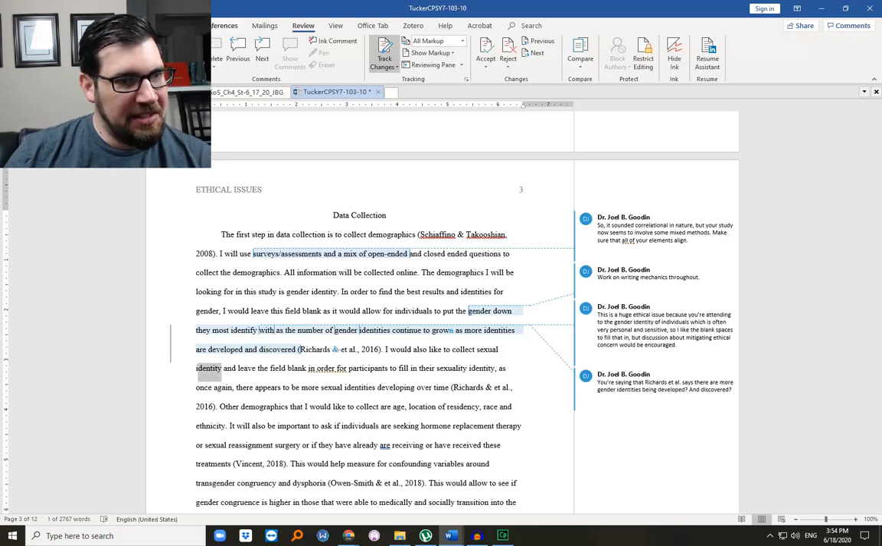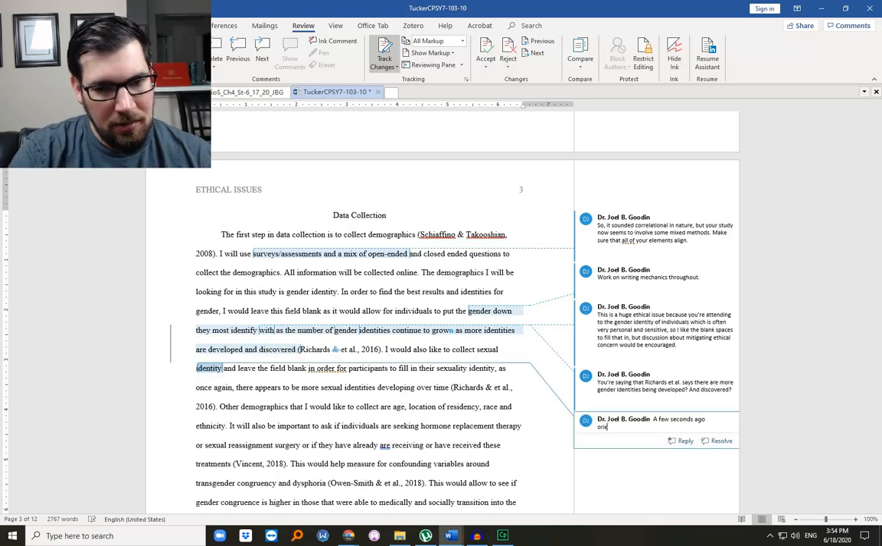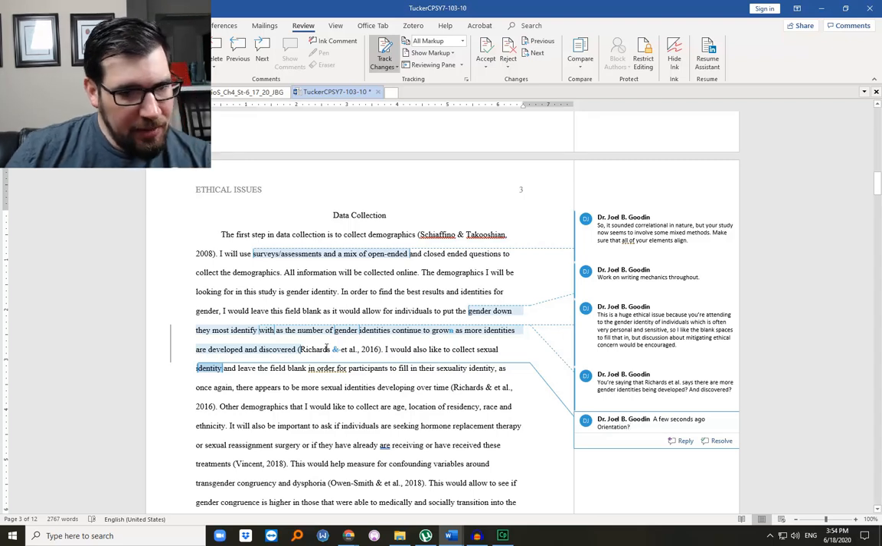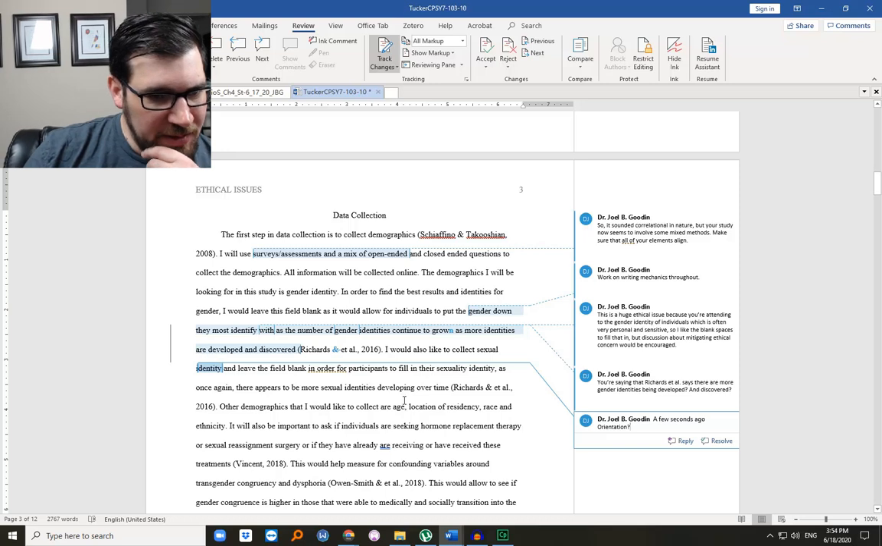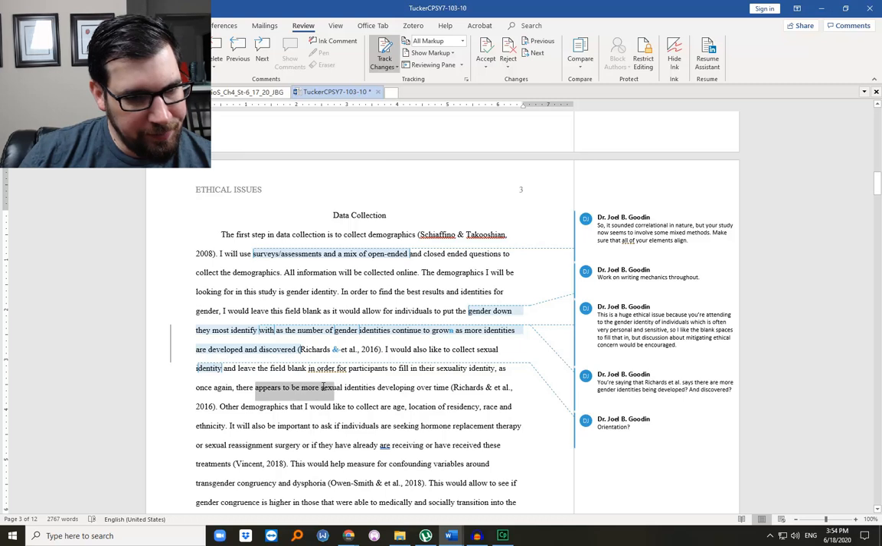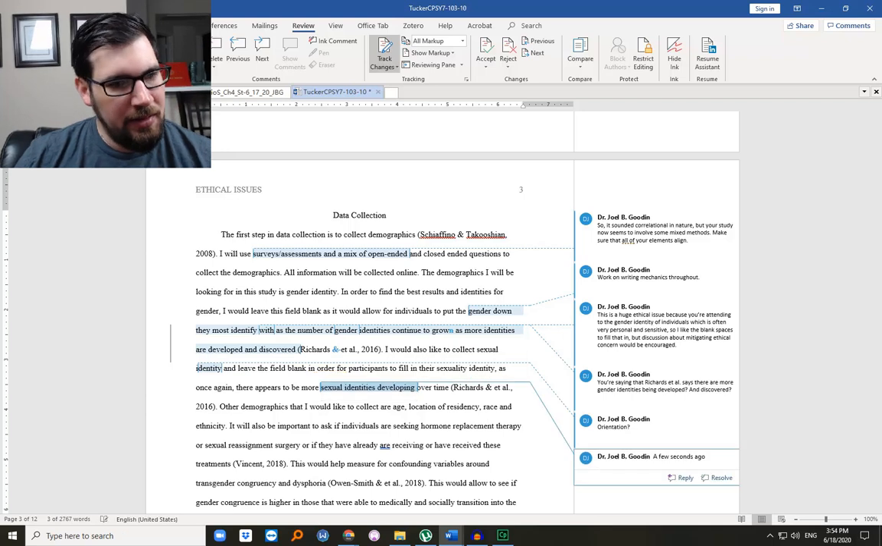I think maybe they mean sexual orientation. But I do like that they're leaving that open, especially with such a sort of hot topic. Yeah, I'm not sure that.